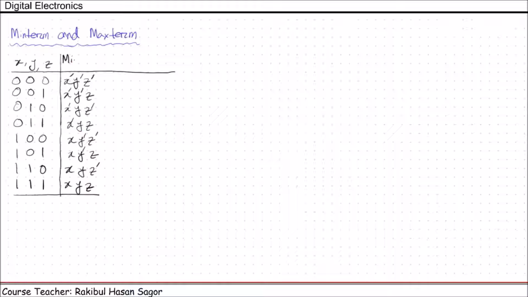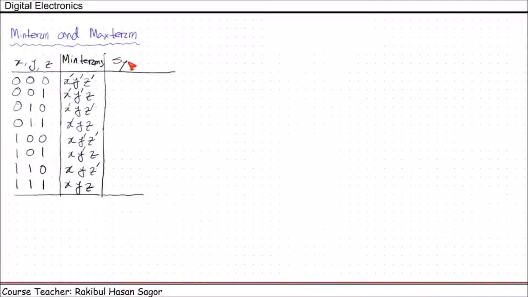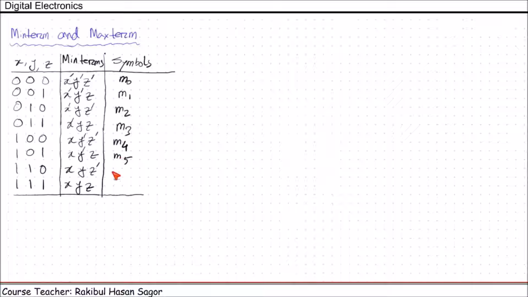So these are Minterms. Now generally Minterms are represented by symbols as well. The symbol is very simple. For Minterm, we use small m, and for the zeroth value we put 0. This is the corresponding binary value of decimal 1, so we put m1 here, m2 here, m3 here, m4 here, m5 here, m6 here, and finally m7.